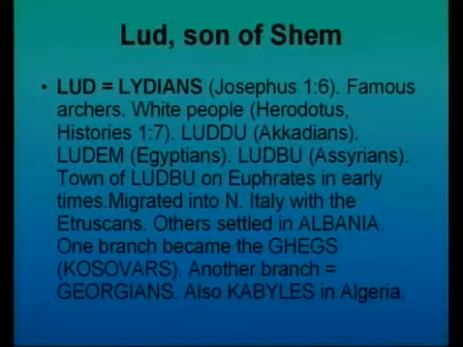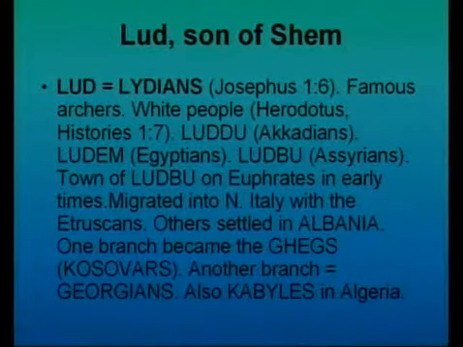And they were particularly described by Herodotus in the 5th century BC as being quite white-skinned people. They were known as the Ludu by the Acadians, or the Ludem by the Egyptians, the Ludbu by the Assyrians, and there was actually a town called Ludbu on the Euphrates in Iraq in early times. They migrated into North Italy with the Etruscans.